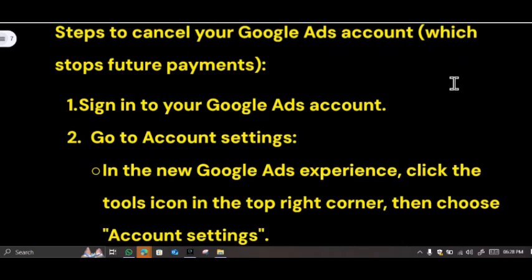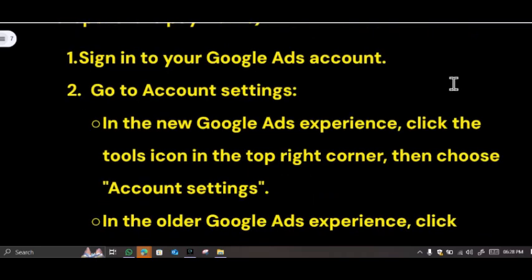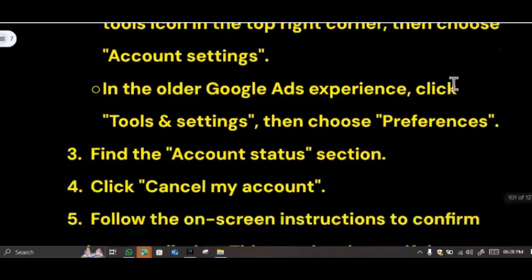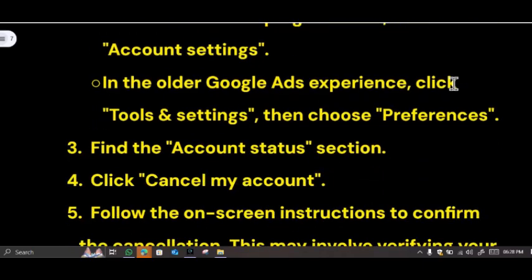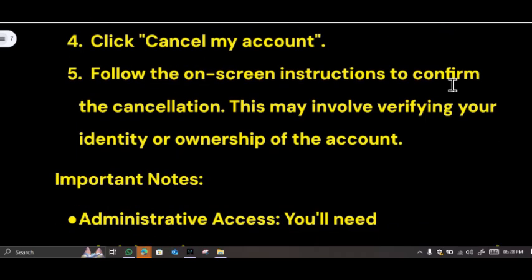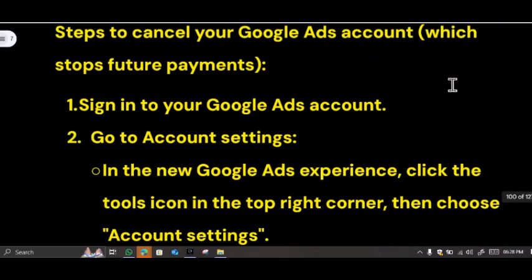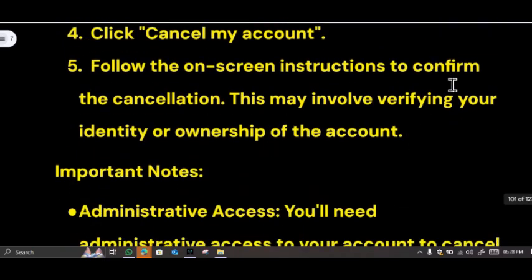1. Sign into your Google Ads account. 2. If you're using the new Google Ads experience, click the tools icon at the top right corner, then choose account settings. If you're using the older Google Ads experience, click Tools and Settings and choose Preferences. Then you have to find the Account Status section and then click Cancel My Account. Follow the on-screen instructions to confirm the cancellation, and this might involve verifying your identity or ownership of the account, and it's as simple as that. By using this method, you've succeeded in stopping future payments.